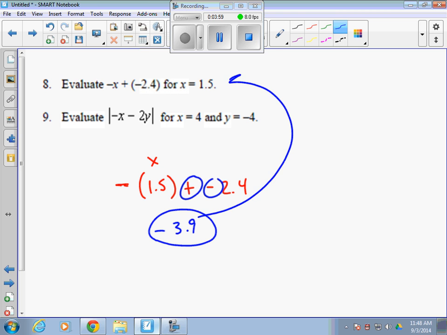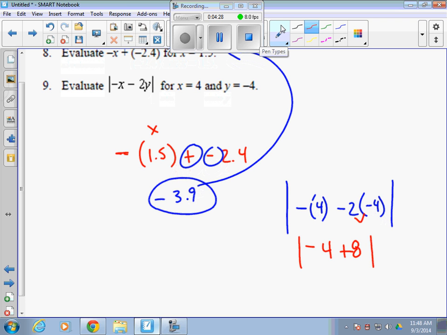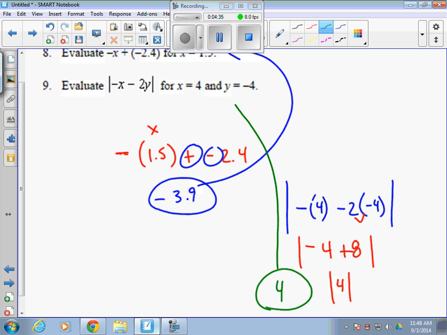Number 9 says evaluate the absolute value of -x minus 2y when x is 4 and y is -4. So the absolute value of negative, and then our value of x is 4, minus 2 times y, our value for y is -4. And it's the absolute value of all that. So -2 times -4 is +8. So you have -4 plus 8, still the absolute value. -4 plus 8 is going to be a +4. It's the absolute value of +4. So for number 9, your simplified version, how far away is it? Is 4. That's for number 9.